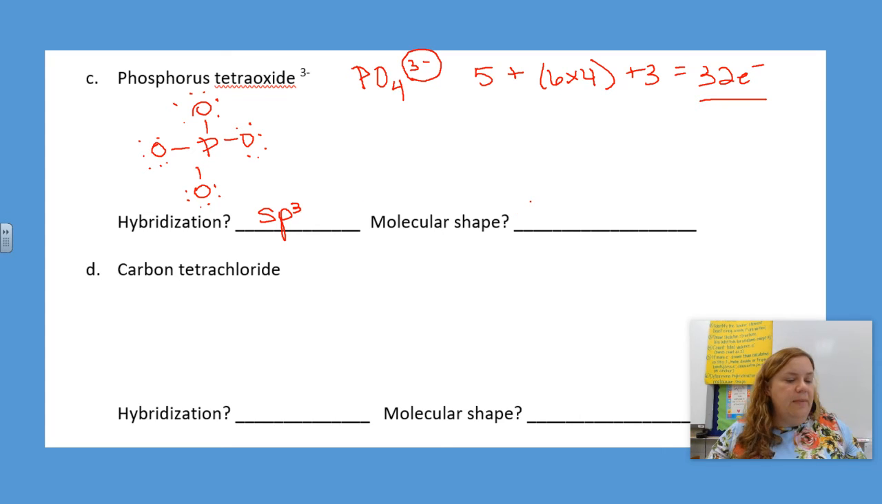Our molecular shape, again, we look at our handy dandy chart, and with an sp3, and we have all bonds, so we're going to have a good old tetrahedral. Okay, so our molecular shape will be tetrahedral.